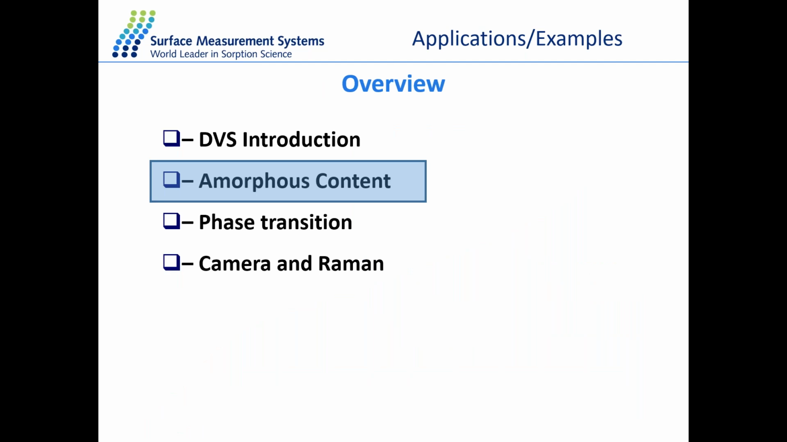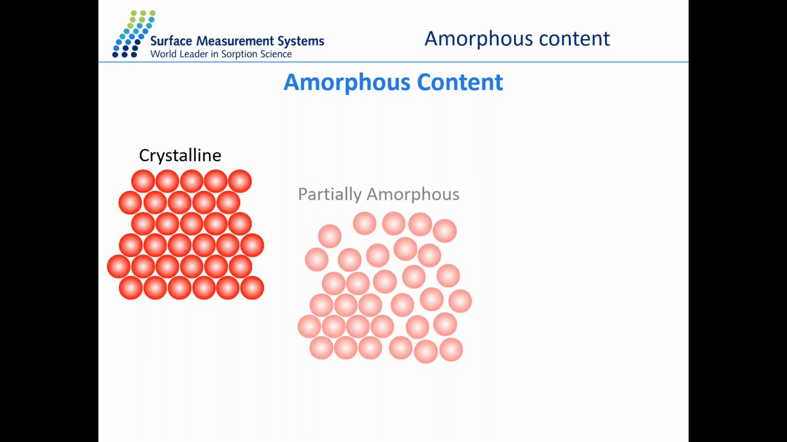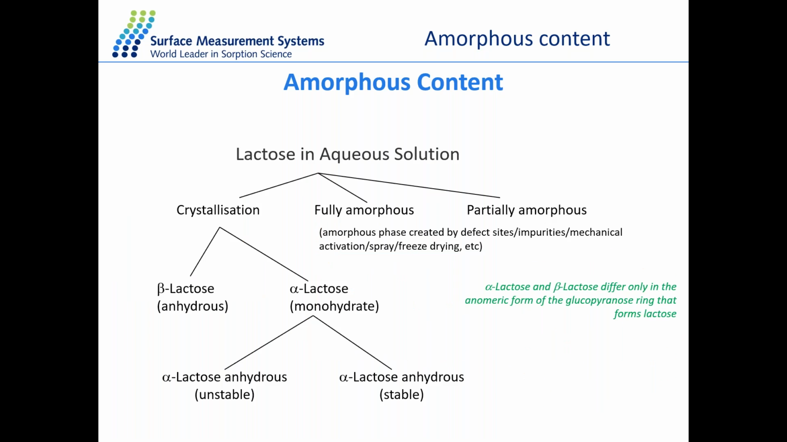Now we're going to have a look at a few applications, starting from the amorphous content calculation. To measure amorphous content, I'm not going to define the concept of amorphous and crystalline; that's for a separate webinar. What I'm going to tell you today is how we measure a percentage of amorphous over crystalline in a sample. The way we do it is to measure the transition phenomenon between the amorphous form and the crystalline form.